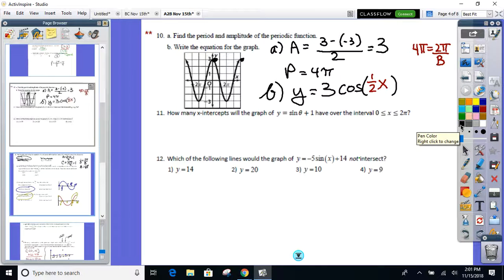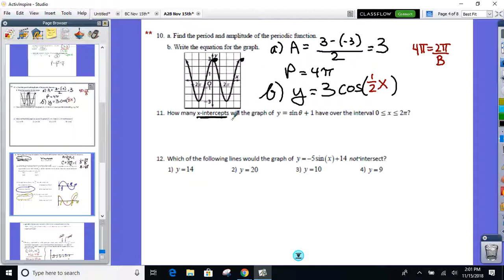All right, first thing. How many x-intercepts? Where are the x-intercepts located on a graph? Where the graph crosses where? That's the y-intercept, where it crosses the y-axis. So this is where it crosses the x-axis. So let me rephrase this question for everyone. How many times does this graph cross the x-axis?